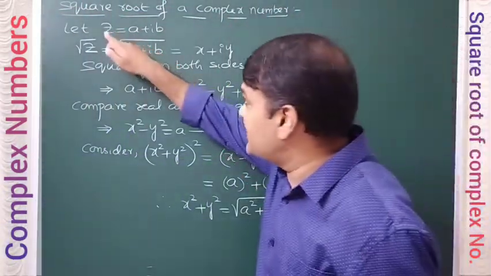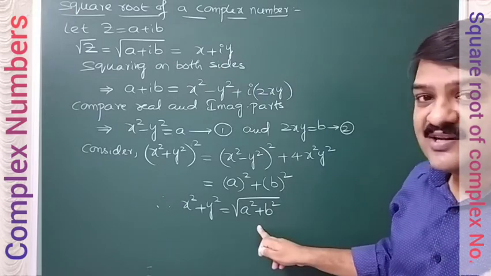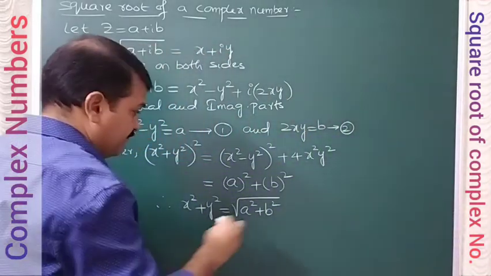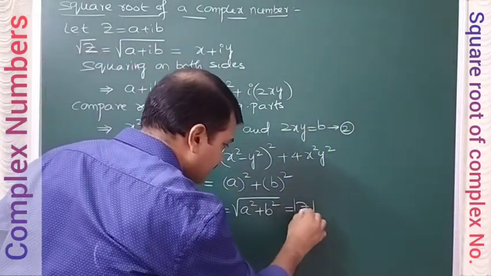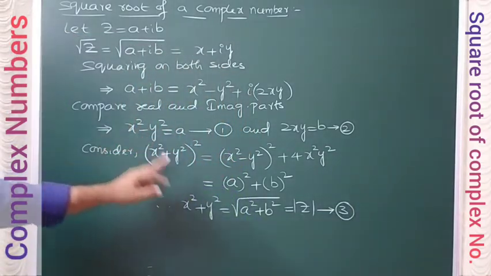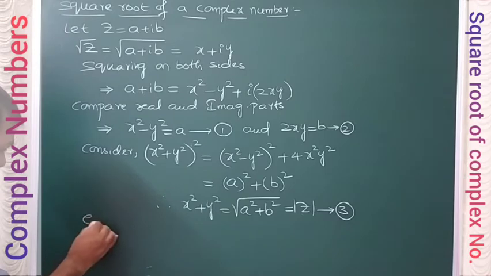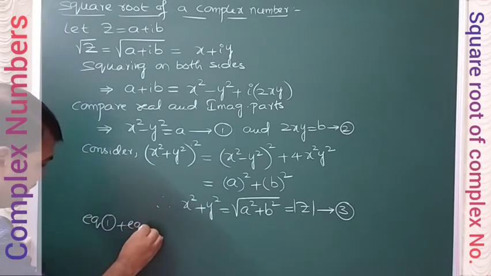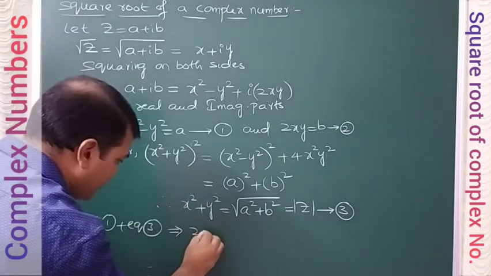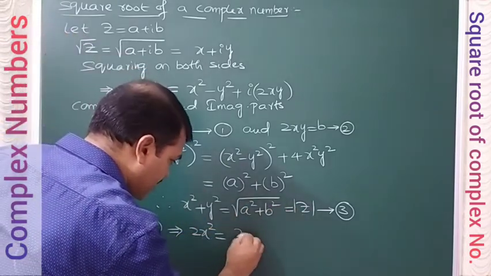So under root a square plus b square is what basically? z is taken as a plus ib. This is nothing but modulus of z. So this is basically modulus of z. I will write that also, and let me take this as the third condition. Now using 1 and 3, solving, we can find x and y values. So I will consider equation 1 plus equation 3 now. If you add these two, what you will get? 2x square is equal to a plus mod z, or mod z plus a.